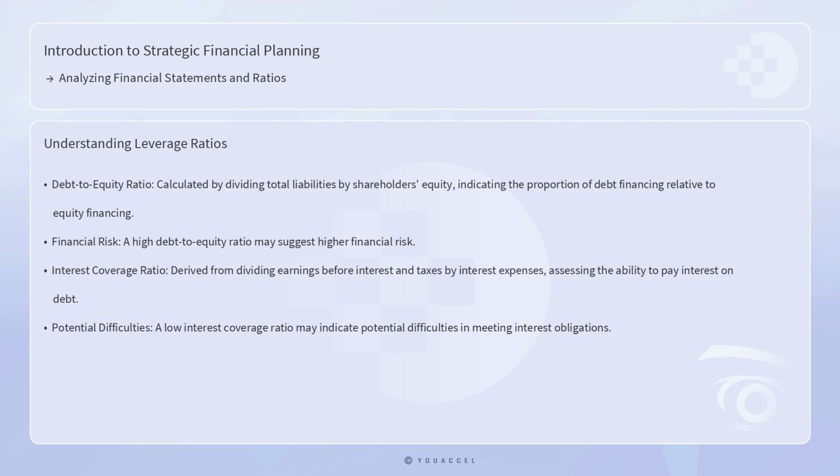The interest coverage ratio, derived from dividing earnings before interest and taxes by interest expenses, assesses the company's ability to pay interest on its debt. A low interest coverage ratio may indicate potential difficulties in meeting interest obligations.